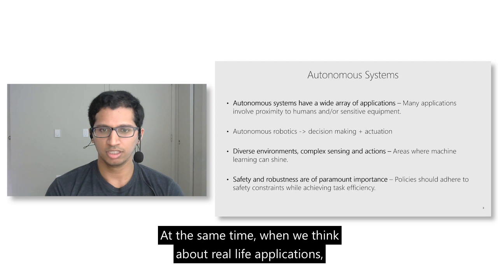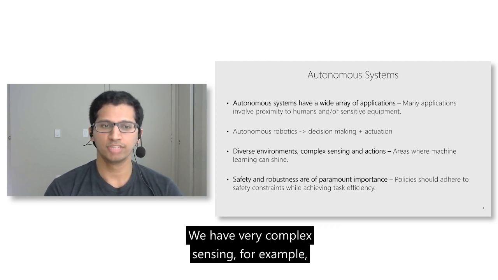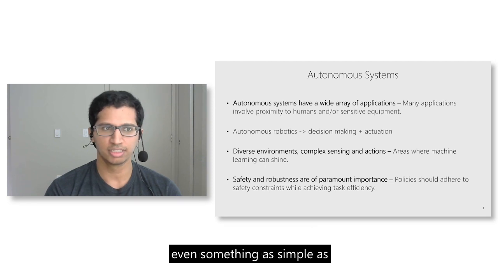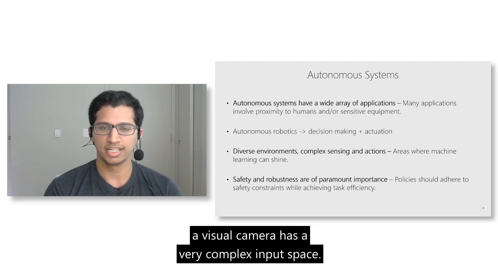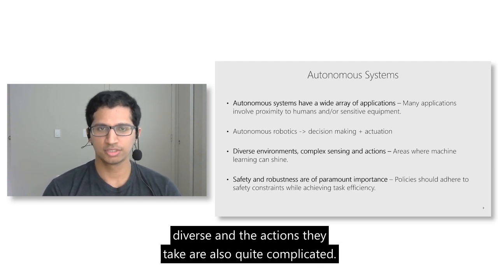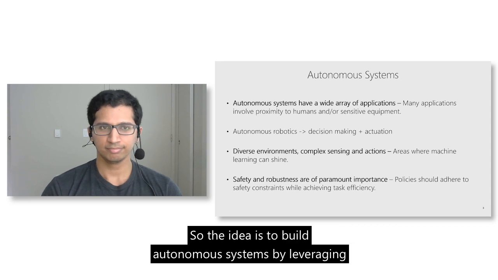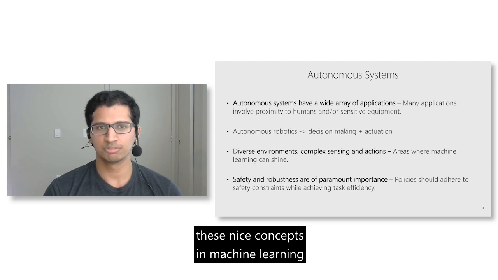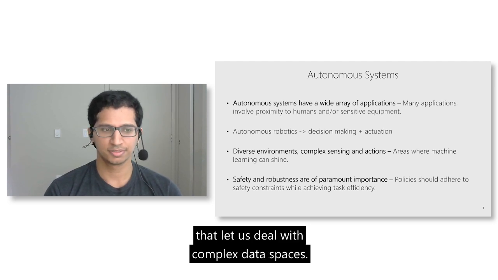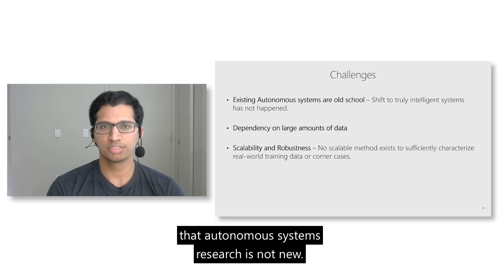At the same time, when we think about real life applications, the real world is hard to model, right? We have very complex sensing. For example, even something as simple as a visual camera has a very complex input space. The environments that the robots work in are quite diverse, and the actions they take are also quite complicated. These are some areas where machine learning typically shines, right? So the idea is to build autonomous systems by leveraging these concepts from machine learning that let us deal with complex data spaces.